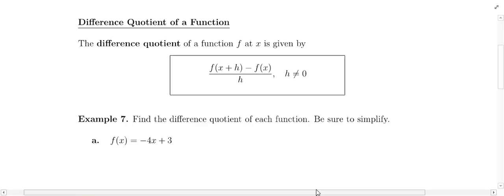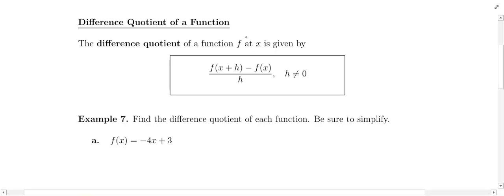Let's talk a little bit about what you see in the box, and then we'll start on example 7a. You're going to be given a function. Like in example 7a, you'll be given f of x equals negative 4x plus 3, and for that function, you have to find its difference quotient. x and h are variables.